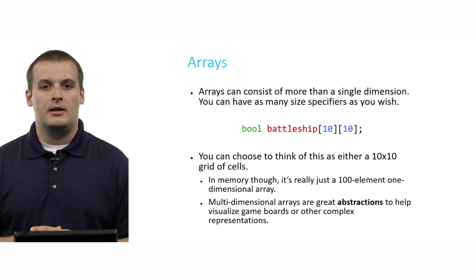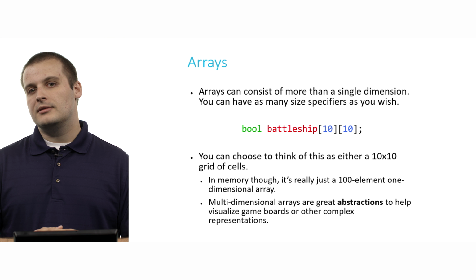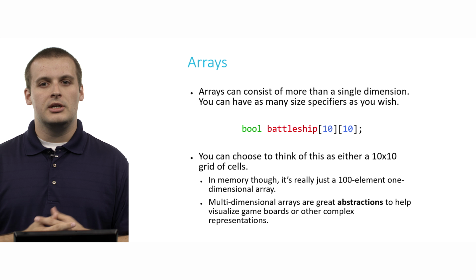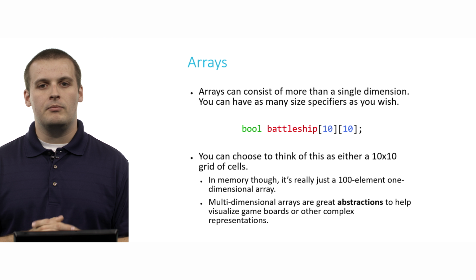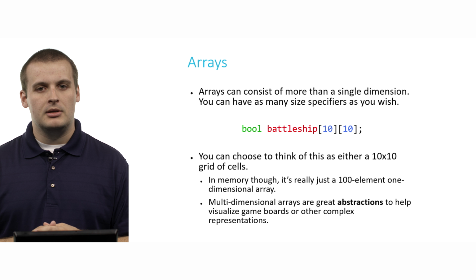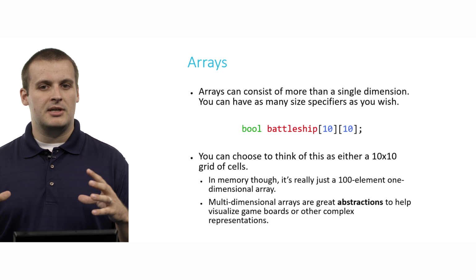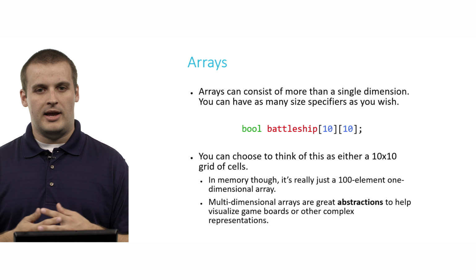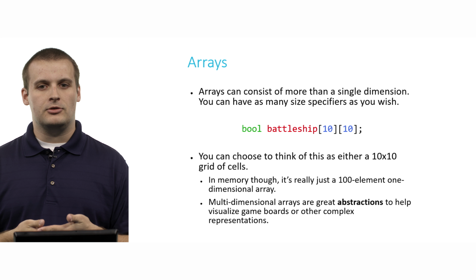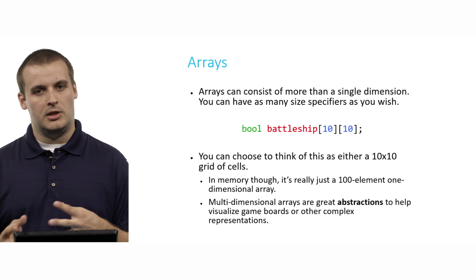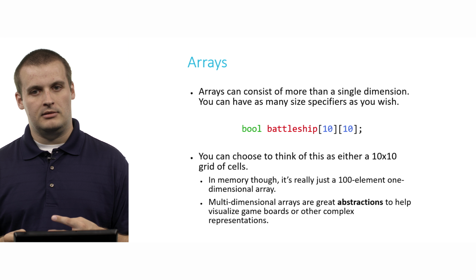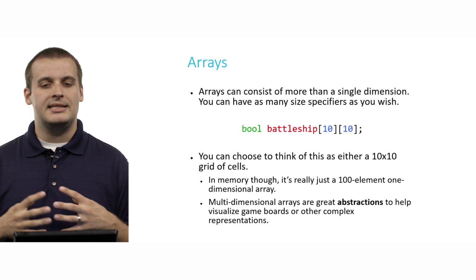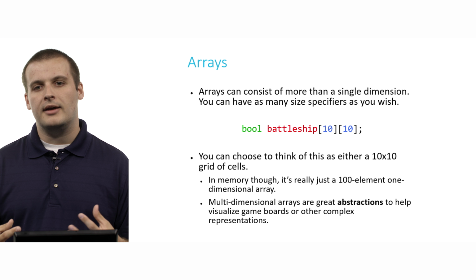Arrays are not restricted to a single dimension, which is pretty cool. You can actually have as many size specifiers as you wish. So for example, if you want to create a board for the game Battleship, which, if you've ever played, is a game that is played with pegs on a 10 by 10 grid, you could create an array like this. You could say bool battleship[10][10]. And then you can choose to interpret this in your mind as a 10 by 10 grid of cells.